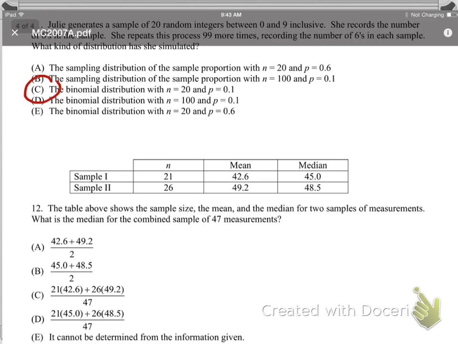All right. Here the table shows a sample mean and the median of the two sample measurements. What is the median for the combined sample of the 47 measurements? Okay, so number 12 is a tricky question, and it's because the math that they have here shows you how to find the mean. Okay, so the math here, 21 times 42 plus 26 times 49.2 divided by 47, that's how you find the mean. And they're trying to get you confused between mean and median. And so the answer to this is E, that we can't do this, not for the median, because the median is halfway. There is no formula for this. So the answer is E.